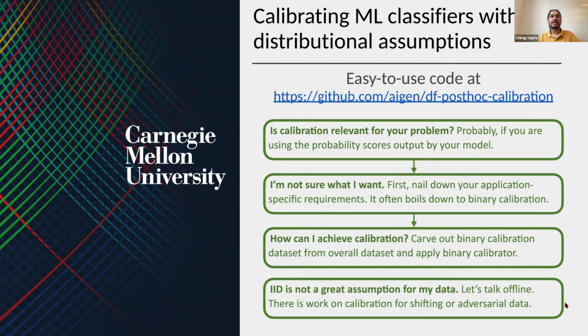Finally, IID is a modeling assumption. We know that data is never IID, but sometimes it's a decent assumption. But maybe for your data, it's not a great assumption. So if that's the case, there are ways to work around it. There's some work in my lab, but there's some other work, and there's also future work that we're working on. So if you're very curious about it and you want to apply calibration, but you have highly shifted data or adversarial data, then we can talk more about that offline.